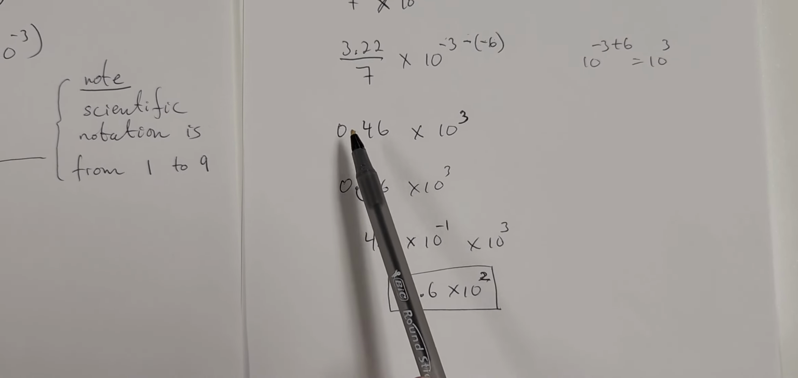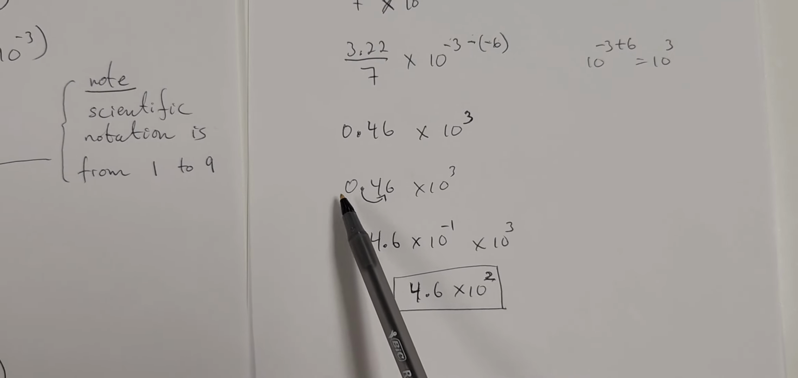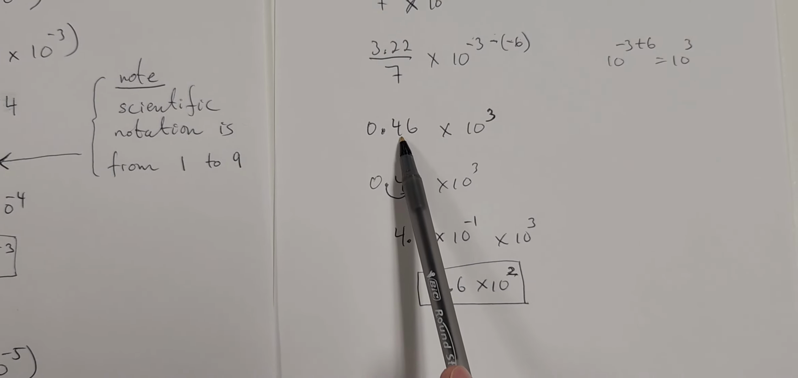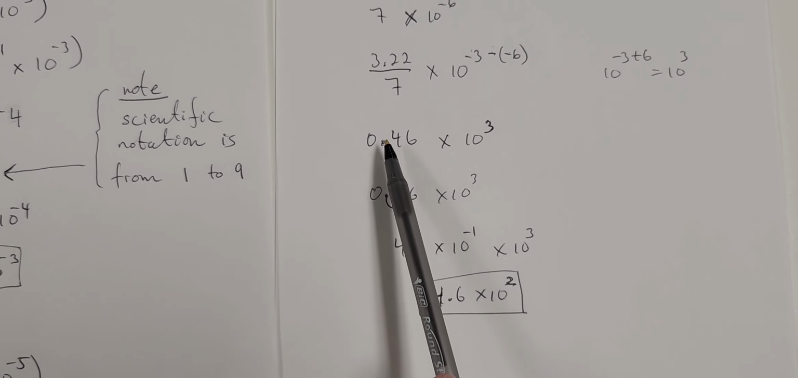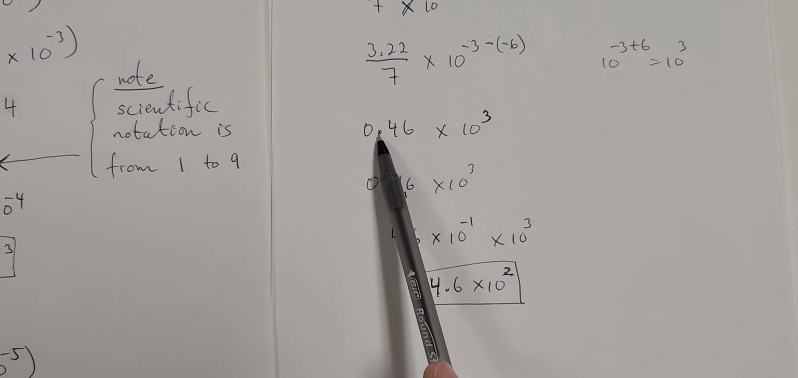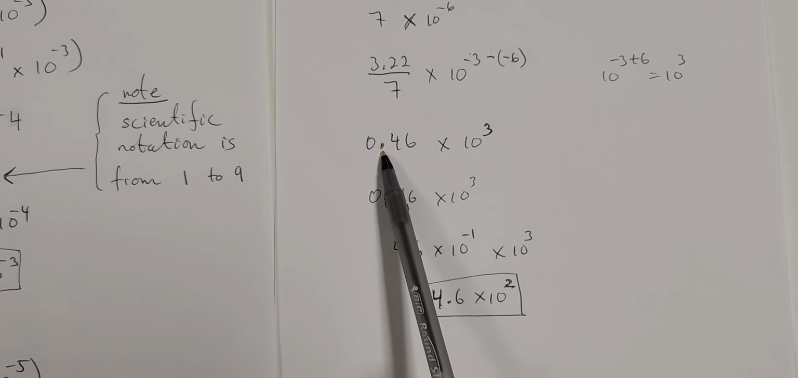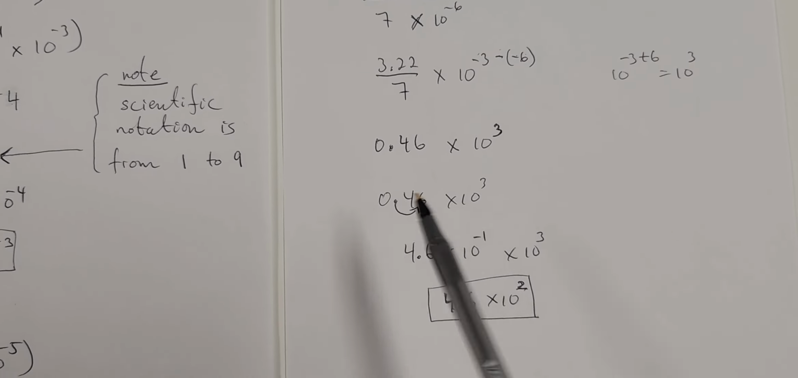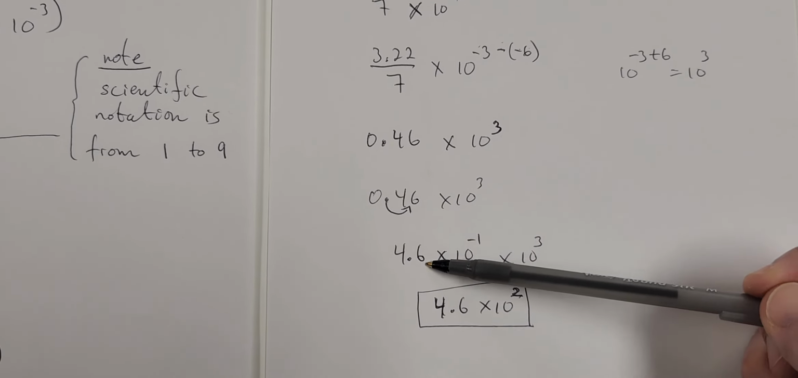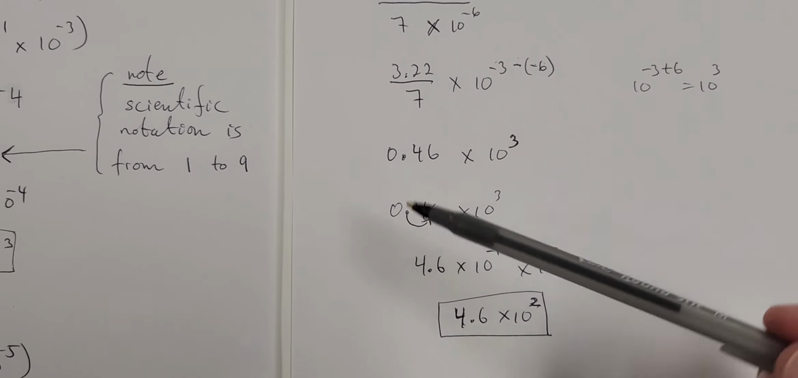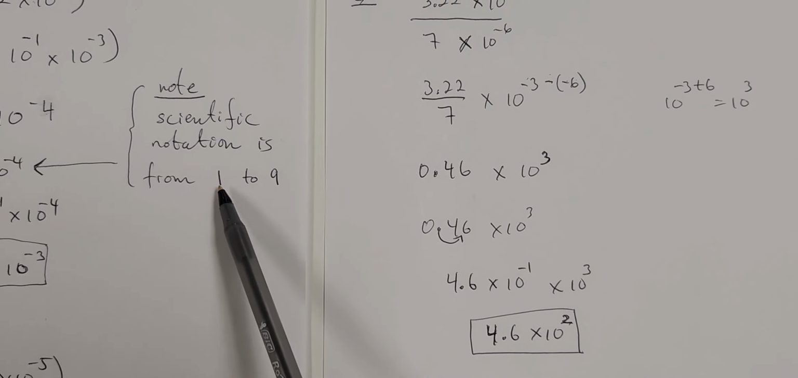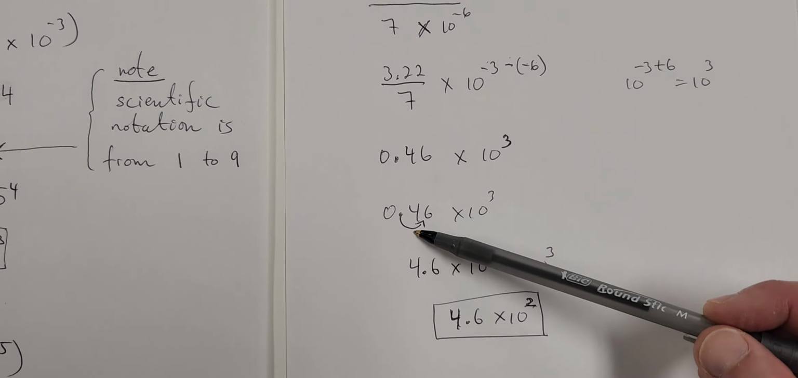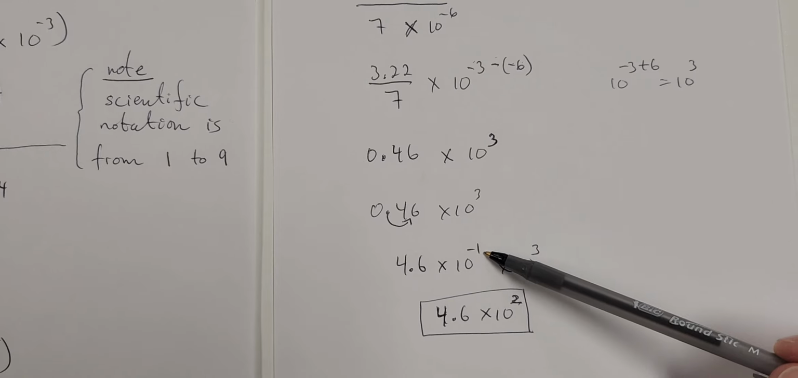Again, the first number cannot be a 0. It has to be between 1 and 9. So now I move this decimal. Follow the rule: if I have a decimal, that's where I start. So move this decimal to the right 1 time, and that comes out to be 4.6. Since the first number is 4, which is between 1 and 9, we're okay. So 4.6, and since I moved 1 time, I need to put that -1 in.